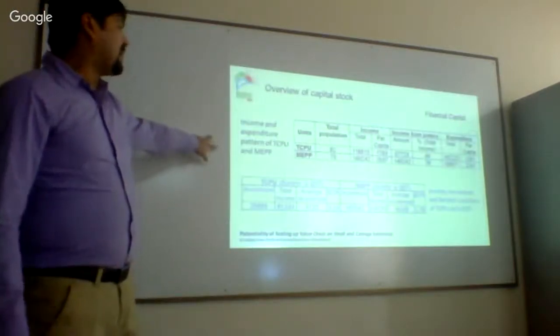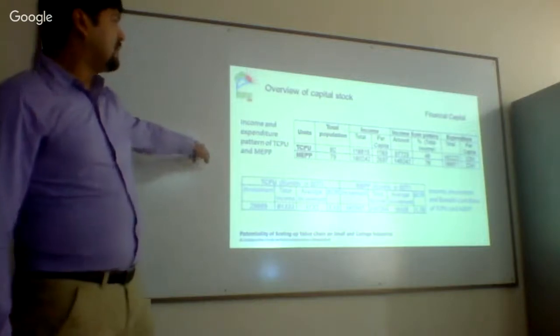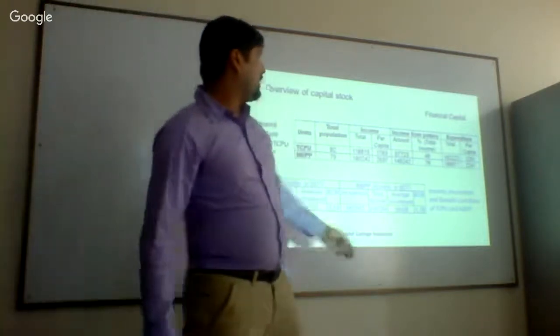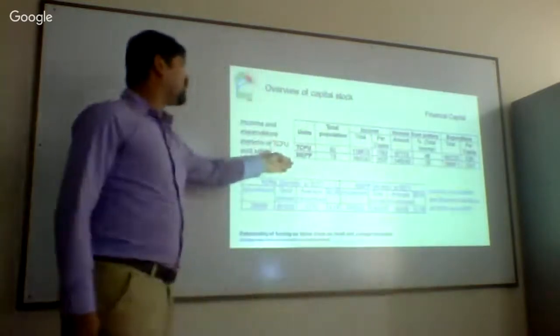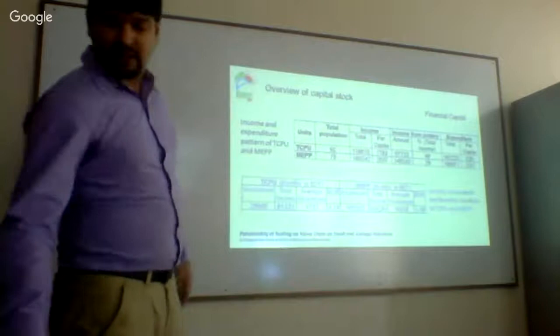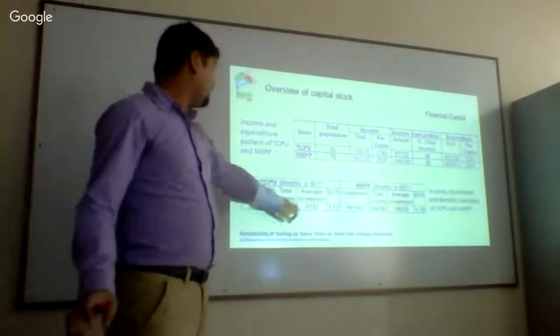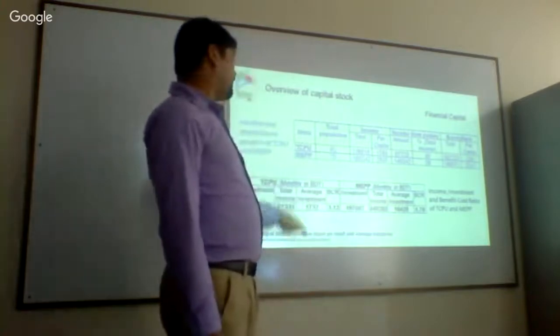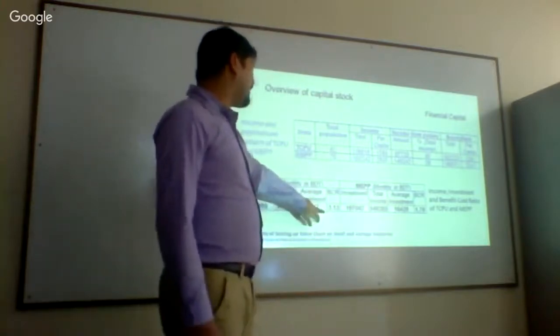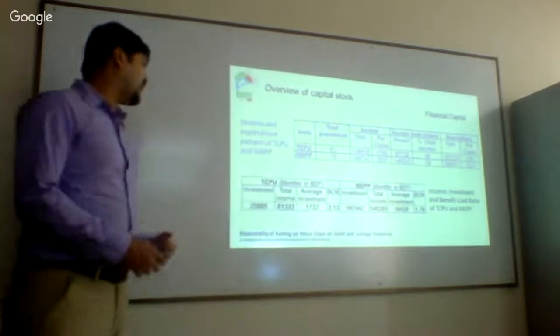This is financial capital. You can see per capita expenditure in TCPU and MEPP, and this is the BCR, benefit cost ratio, for these two. Actually, MEPP has a lower benefit cost ratio than TCPU.